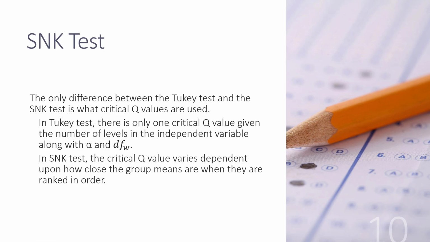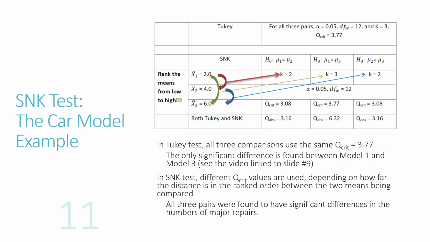The SNK test is a different version of the Tukey test. It's used when the groups in your dataset have equal sizes and equal variances. It also uses the Q statistic, but unlike the Tukey test, in which all pairwise comparisons are based on the same critical Q value, the critical Q value in the SNK test varies depending on how close the group means are when they are ranked in order.